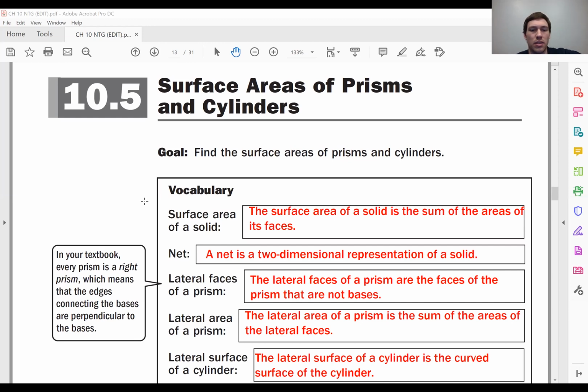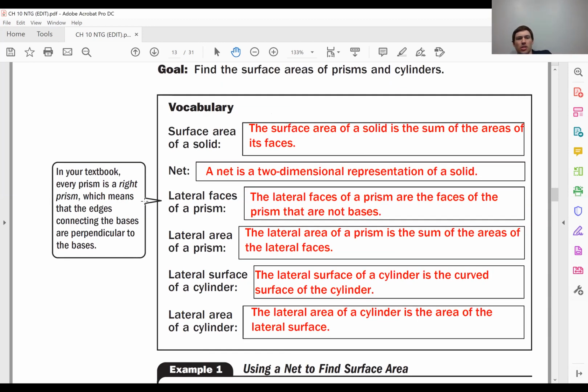So let's take us to our notes now. All right. So surface area of a solid is just the sum of the areas of its faces, like we already talked about. A net, that's when I broke this all apart. The lateral faces, remember, are on the sides. The lateral area of a prism would just be the sides. Lateral surface area of a cylinder would be this.